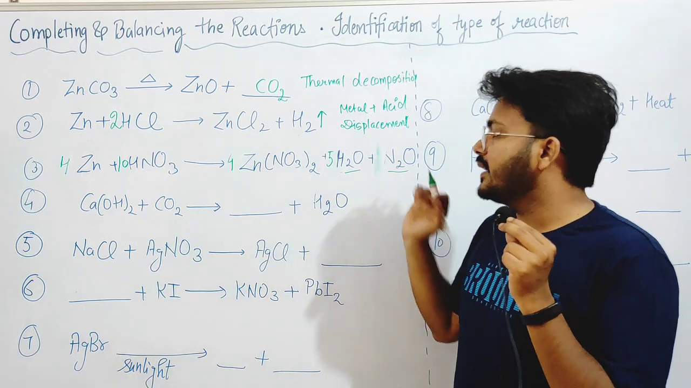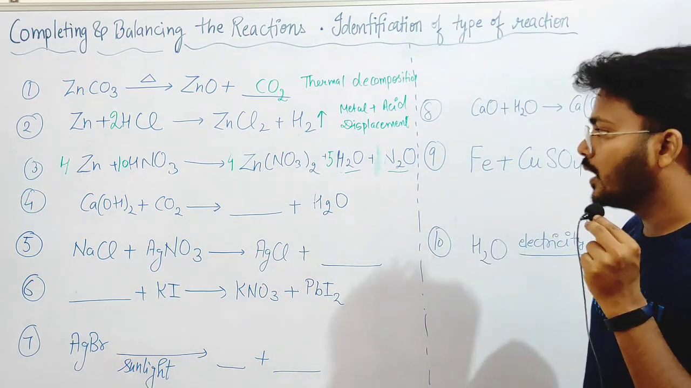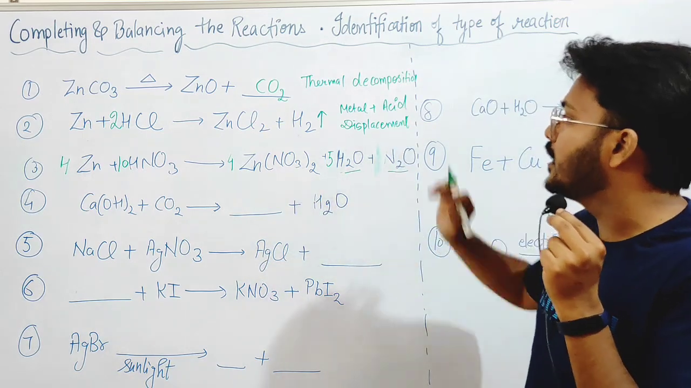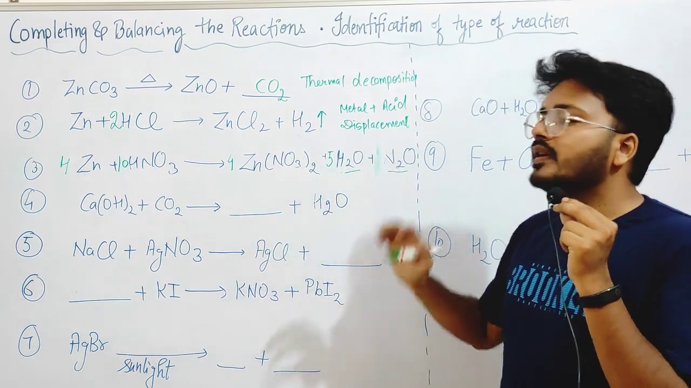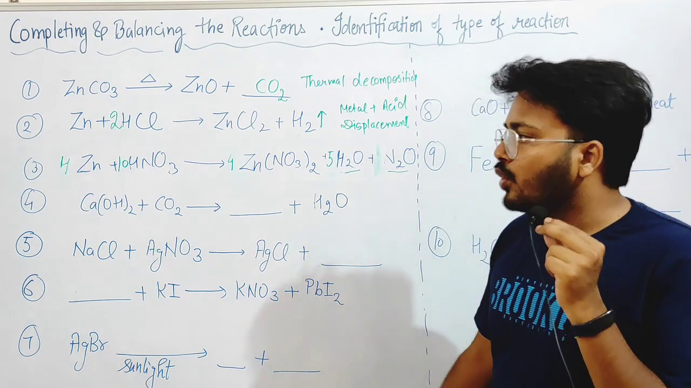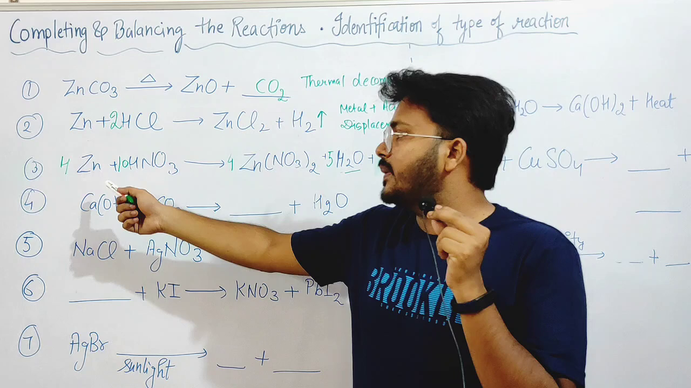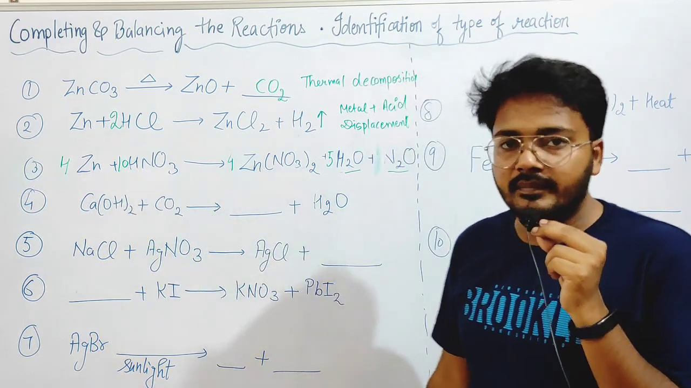So this is the complete balanced reaction of the third one. Now, which type of reaction is it? Obviously, this is a metal with acid reaction and a displacement reaction as well, because again zinc metal is more reactive than hydrogen, so it will displace hydrogen from its salt solution.